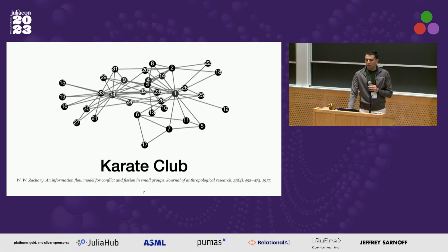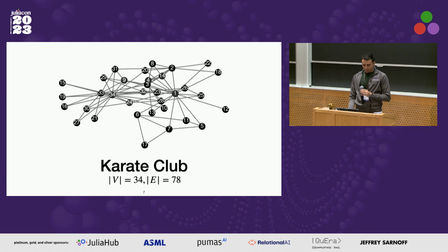So here's a graph you might have seen before. This is Zachary's Karate Club from a famous paper in the late 70s. Every node here is a person. This is a social network of students, members of a real-life karate club. And the edges are social links or friendships. And we have something like 34 students, 34 people, and 78 friendships.